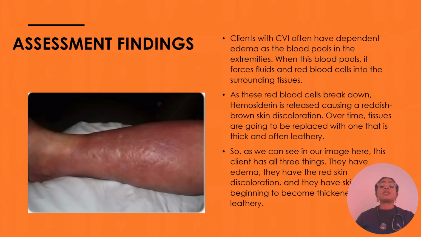Over time, tissues are going to be replaced with tissue that is thick and often glittering. So as we can see in our image here, these clients have all three things. They have edema, they have red skin discoloration, and they have skin that is becoming thickened and glittering.